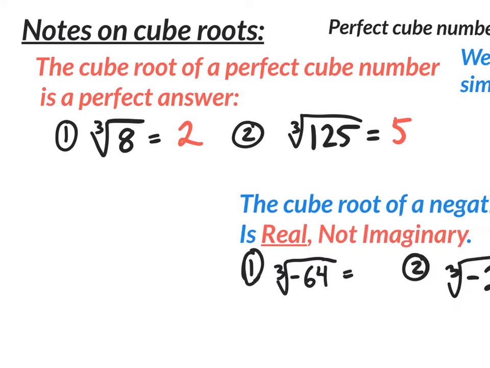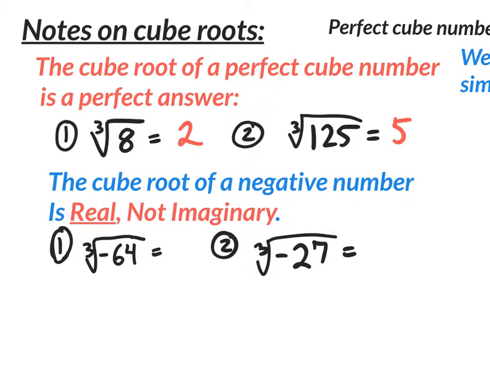Interesting fact. The cube root of a negative number, it's real. It's not imaginary, right? So there is no i when it comes to cube roots. Now remember in square roots, if I said, let me write this down over here on the side, what's the square root of -9? You would say that the answer is 3i.